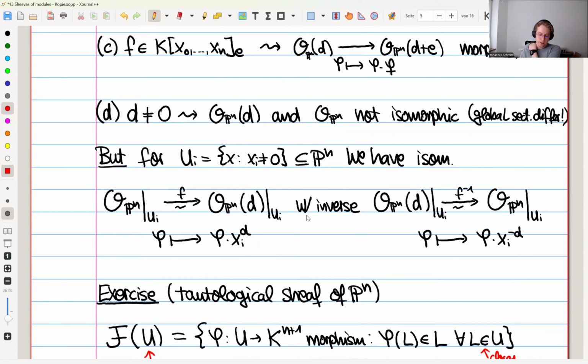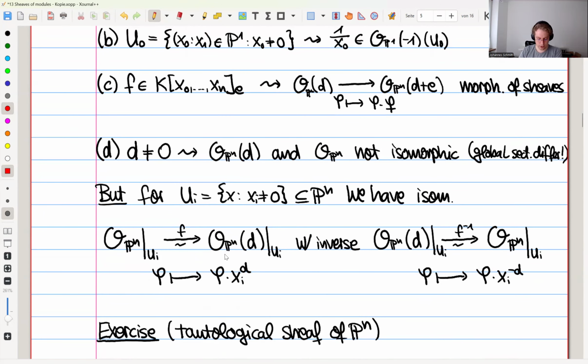But importantly, they are isomorphic if you restrict them as sheaves to the standard open cover. On each of the elements of the standard open cover, you have an isomorphism. Let's say you take the standard open cover U_i where x_i is non-zero. Then the claim is we have an isomorphism going from here to there, which is again multiplication by a section, namely multiplication by the section x_i to the d. So this morphism actually exists globally, but it is not globally an isomorphism.